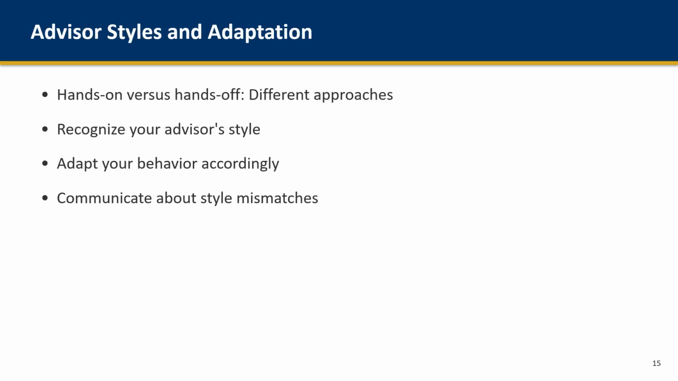Advisors have different styles that require different student adaptations. Understanding and adapting to your advisor's style helps the relationship function smoothly. Advisor styles range from hands-on to hands-off. Hands-on advisors provide frequent direction, close oversight, and detailed feedback. Hands-off advisors expect more independence, meeting less frequently, and providing less detailed guidance. Neither style is universally better; each suits different students and contexts.